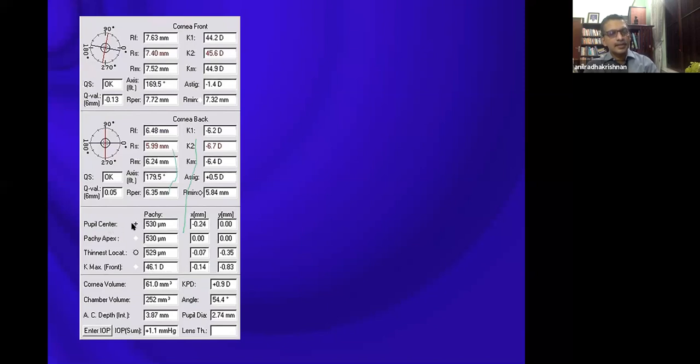You can see the pachymetry at the pupillary center, pachymetry at the apex of the cornea, and the thinnest locus. If there is a change of more than 5 to 10 microns between pachymetry at the apex and the thinnest point, this should be considered abnormal. There are other parameters also, corneal volume, anterior chamber depth and all that. There is also an area where you can enter the IOP. The correction for the IOP is automatically given in Pentacam.